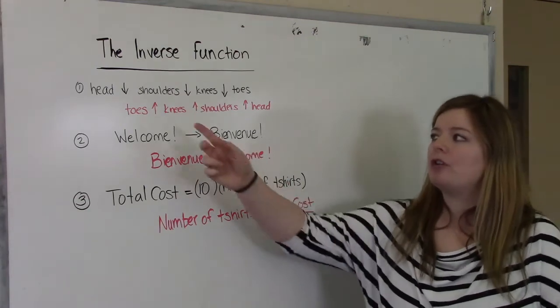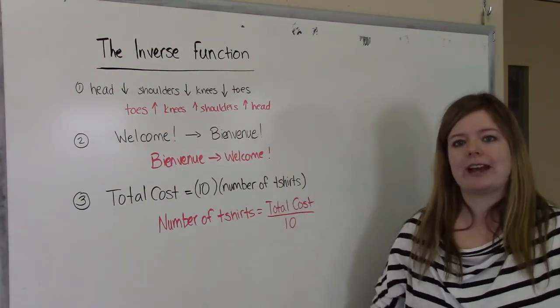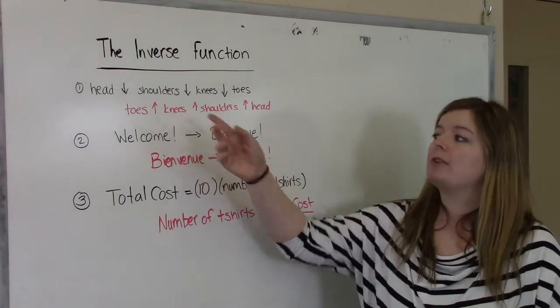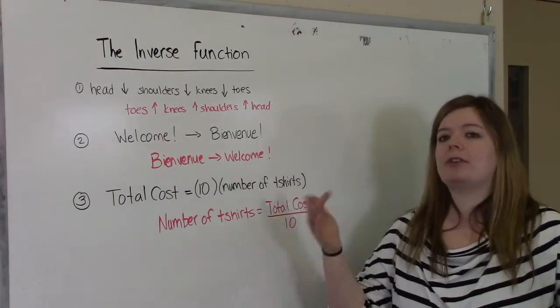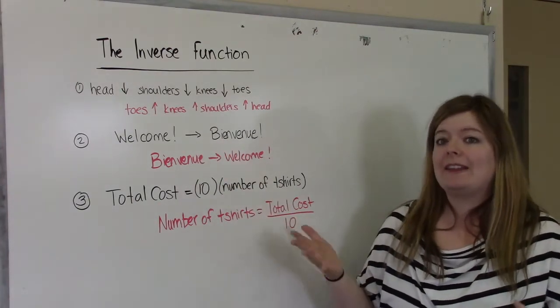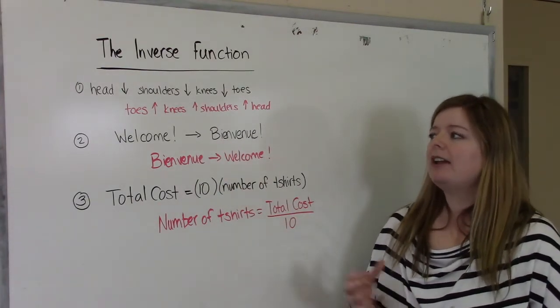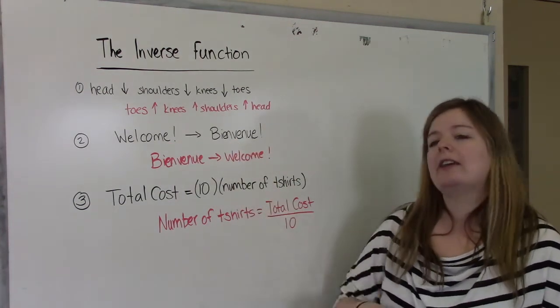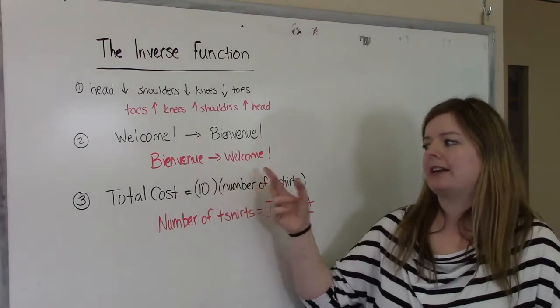In this example, you go from the head down to the shoulders, down to the knees, down to the toes. So the inverse of that would be going from the toes up to the knees, up to the shoulders, up to the head. So notice you're doing the opposite thing in the opposite order. Another example is just changing languages. So going from English to French, the inverse of that would be doing French to English.